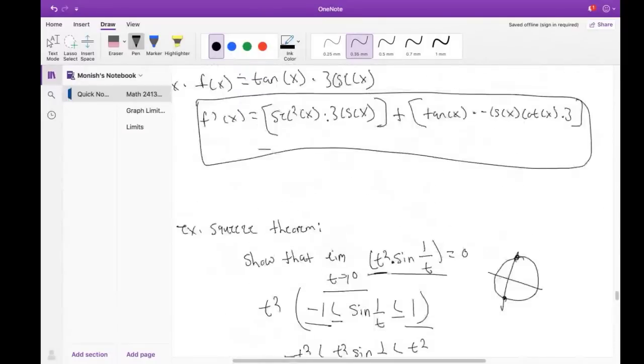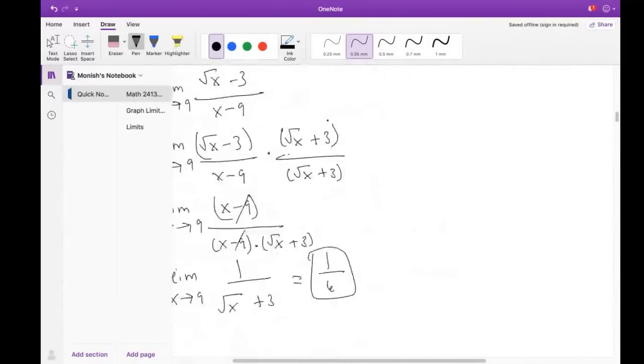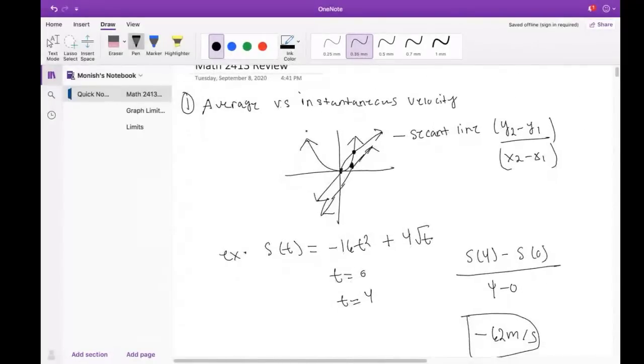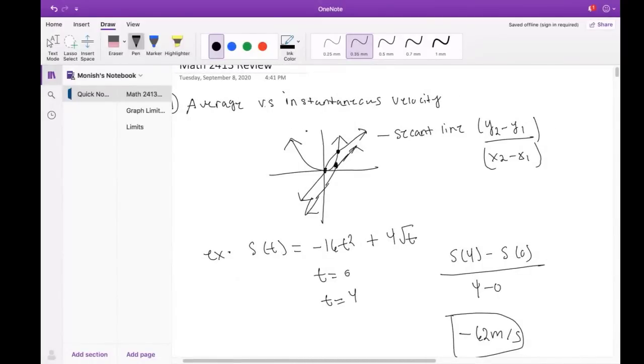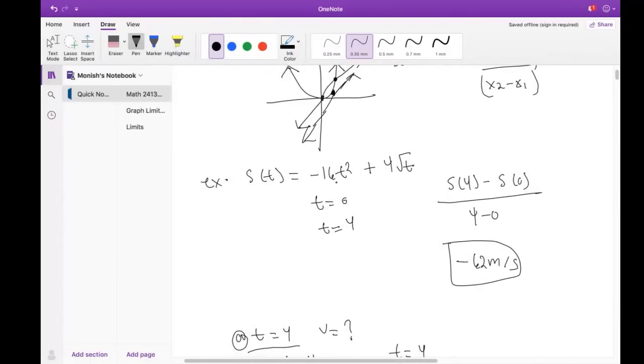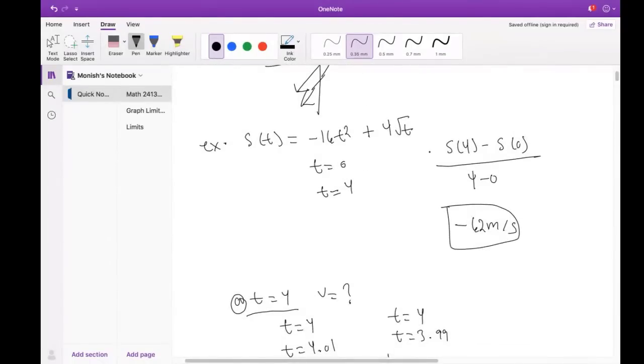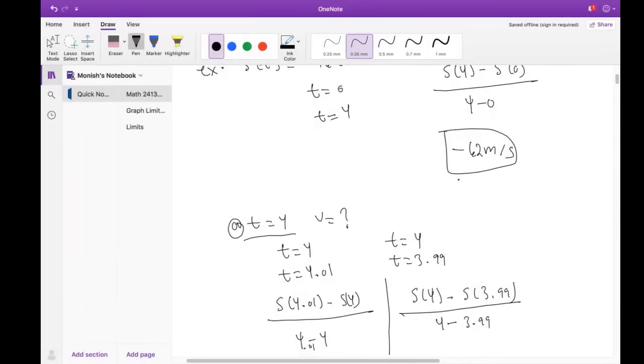Okay, so I'll just go ahead and recap some of the things that we went over in the review. First thing we went over was average versus instantaneous velocity, basically your secant line versus your tangent line. You will know how to find average velocity if you're given two t values. You need to find the position at s of 4, or whatever t value, and then the position at the other t value, then just subtract, so the difference in y over difference in x.